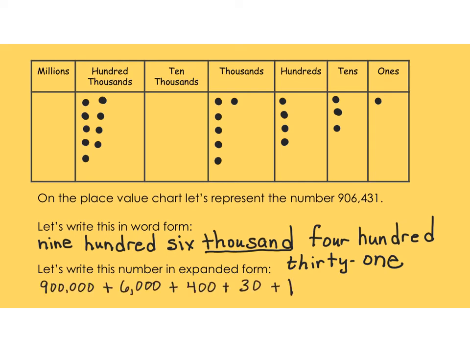Okay, let's see how that would look in expanded form. So this is what it would look like in expanded form. I'm just expanding it out. 900,000 plus 6,000 plus 400 plus 30 plus 1.